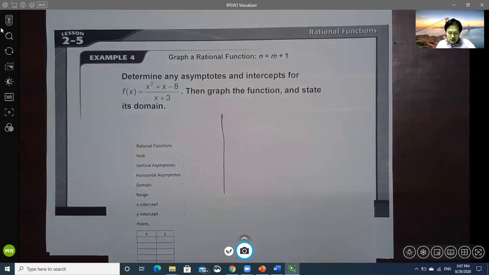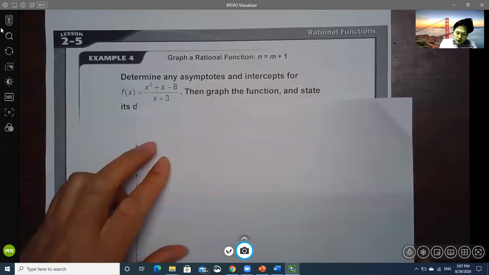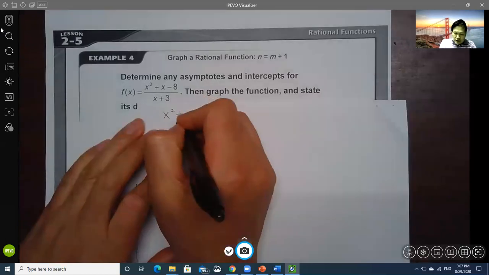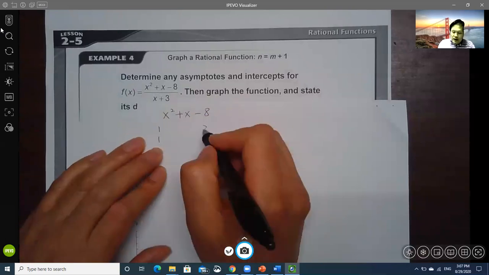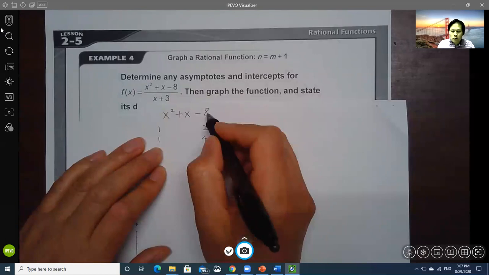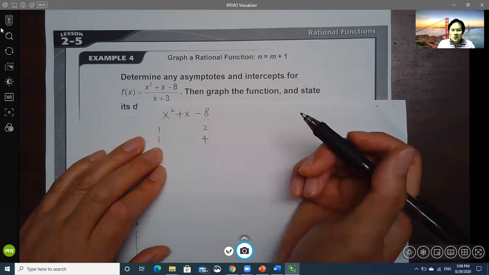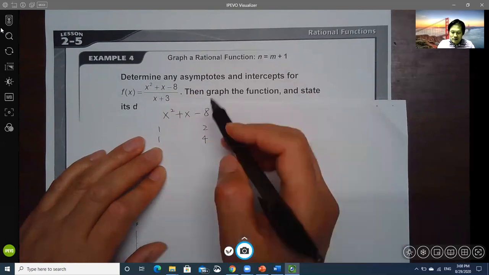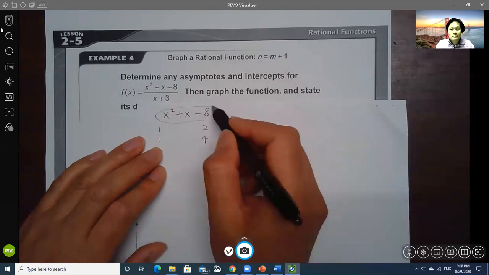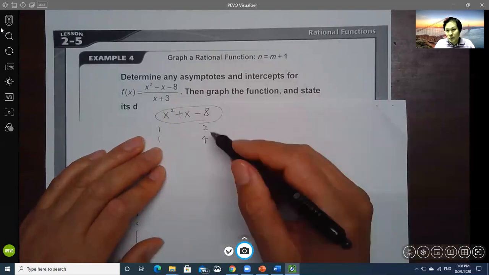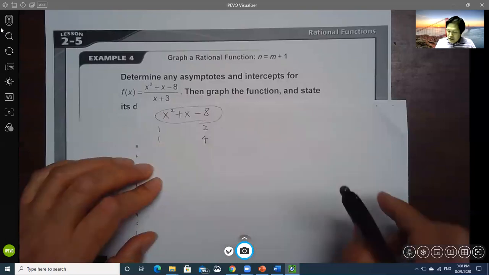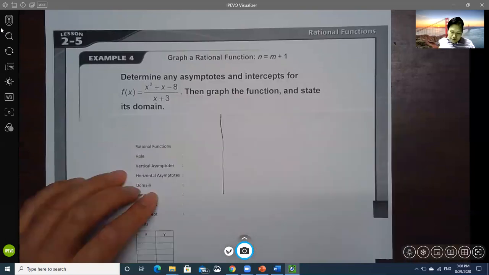Before anything else, actually, can I factor the numerator? The numerator is x squared plus x minus 8. So 1 times 1 makes 1, 2 times 4 makes 8. Okay, I realized it's not factorable. This is a little more difficult question. It's not factorable. We will deal with that later.